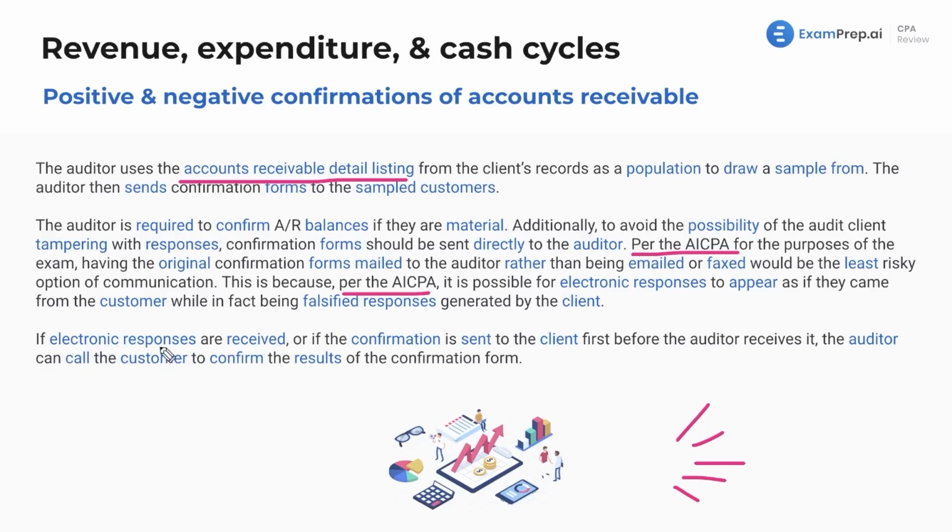If electronic responses are received, or if the confirmation is sent to the client first before the auditor receives it, the auditor can call the customer to confirm the results of the confirmation form. But this is just what the auditor should do if this situation arises.